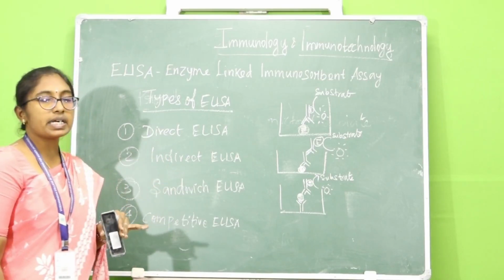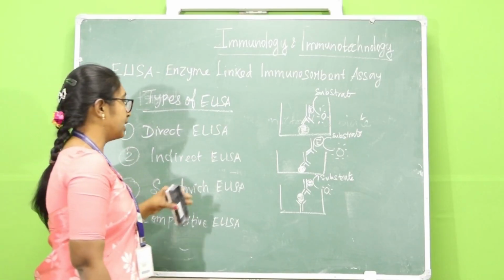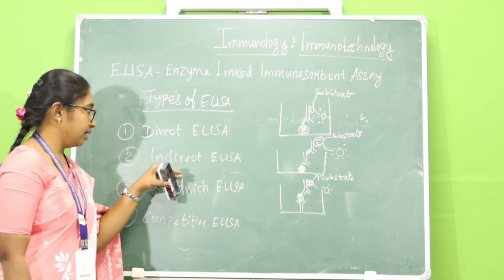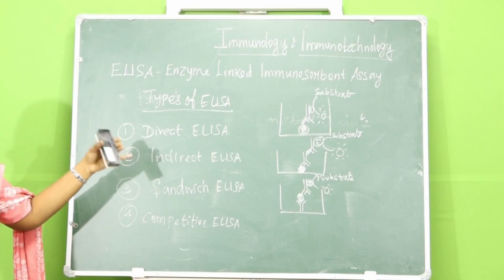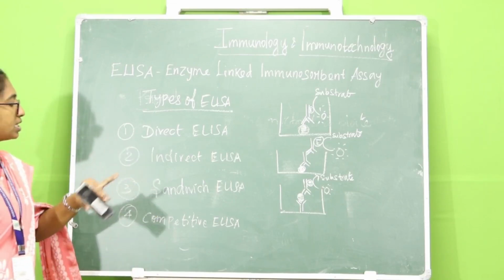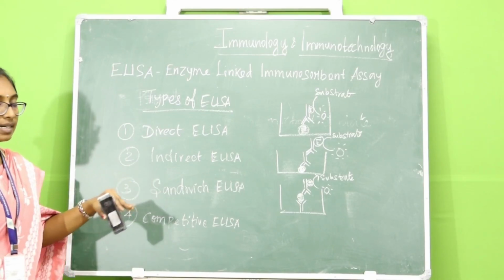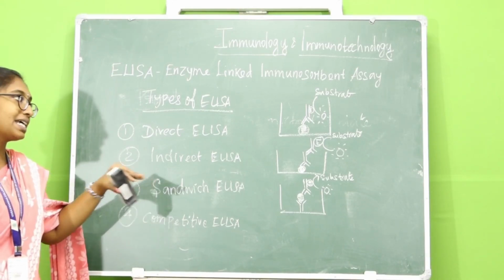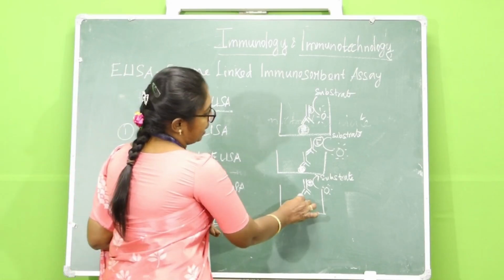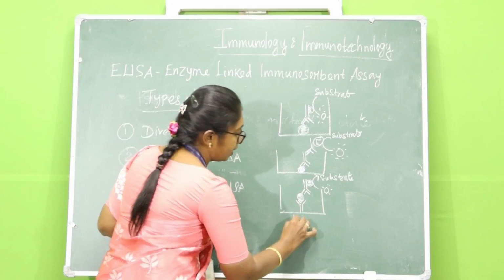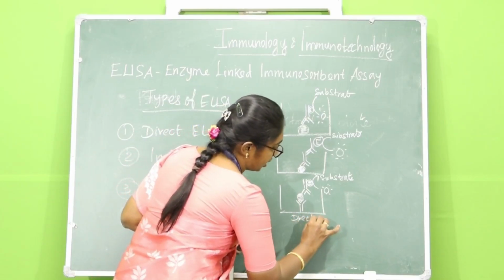In sandwich ELISA, there are two types: one is direct sandwich ELISA, and another is indirect sandwich ELISA. When we add a substrate to the primary antibody, which shows the color change, we call it a direct sandwich ELISA.